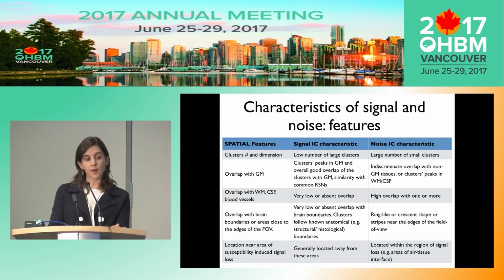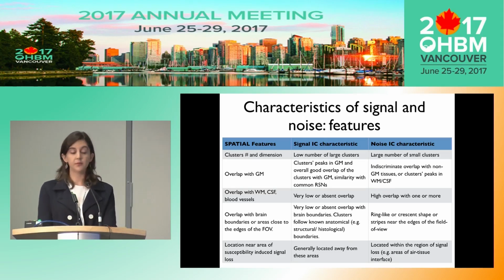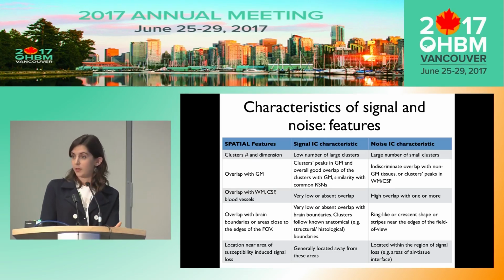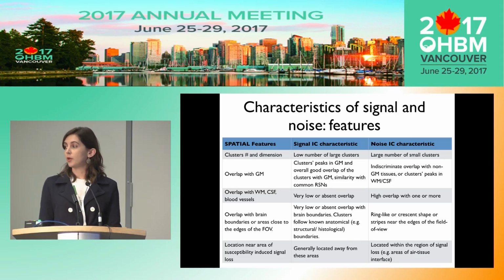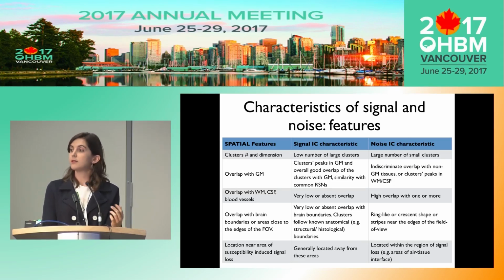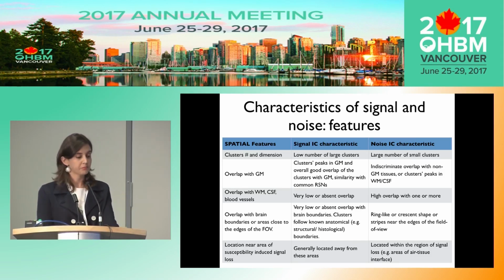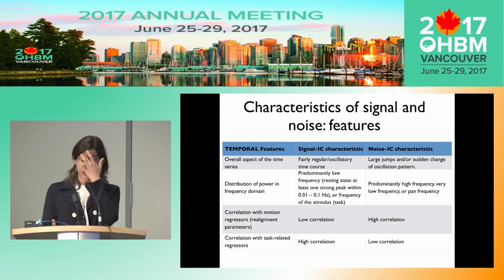Then if we look at the overlap of the spatial pattern with gray matter, signal components will overlap nicely with the gray matter. Noise components will probably overlap more with white matter, CSF, blood vessels, overlap with brain boundaries, edges of the field of view, and be localized also near the sinuses where we have signal drop due to air-tissue interface.